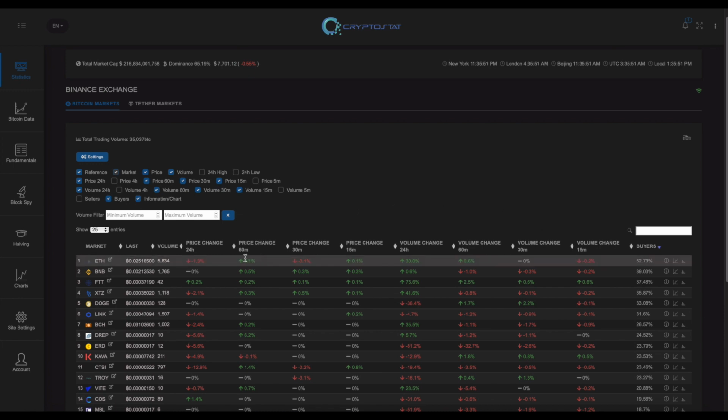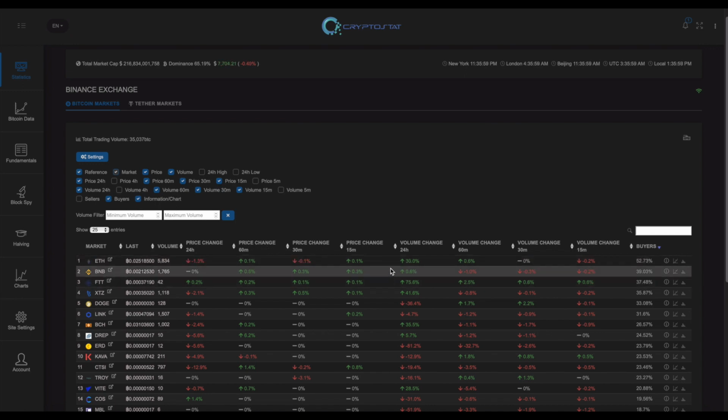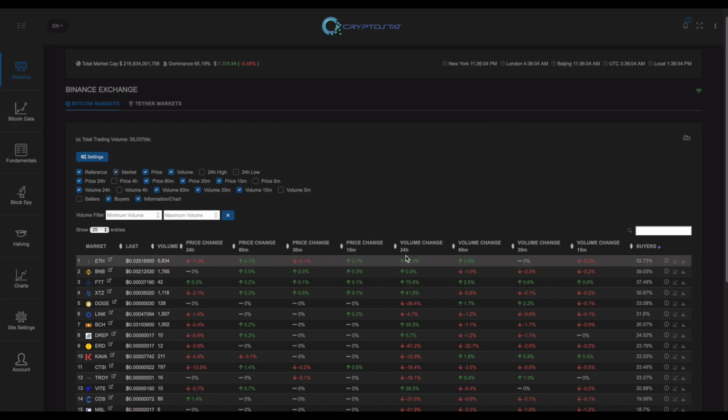It's pretty straightforward, these things here. The price change in the last 24 hours: has it been negative or positive? And a price change over 60 minutes, 30 minutes, etc. Then we have the volume change. Now, how do you marry those two up? It's pretty powerful to see where we've been going in volume and how that price has been reflected. If we have a look at volume, we're up 30% on Ethereum in the last 24 hours, but the price is currently negative 1.3%.